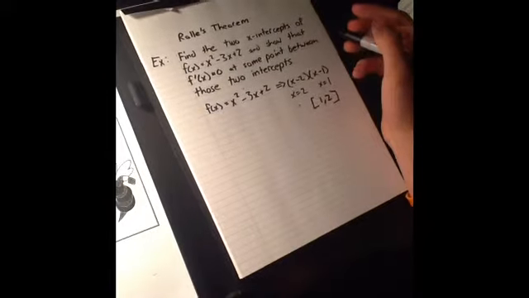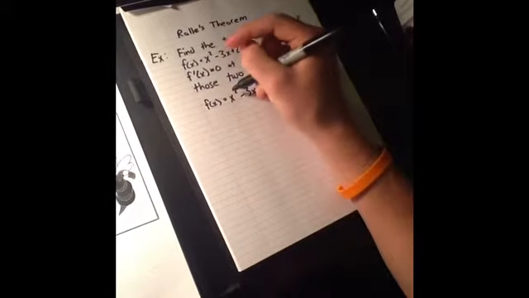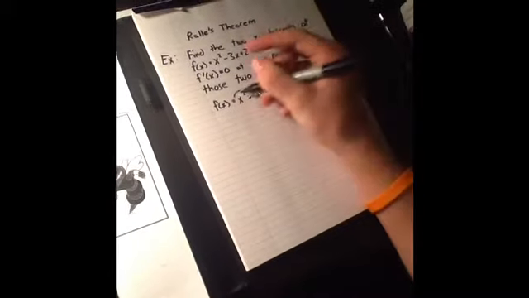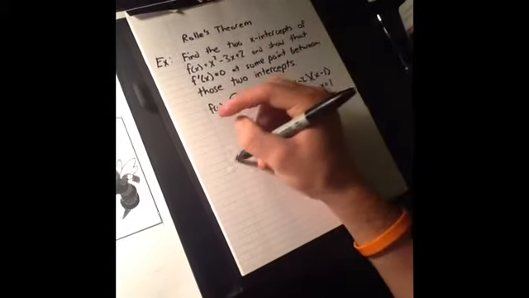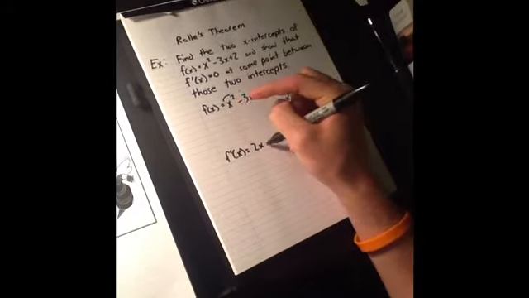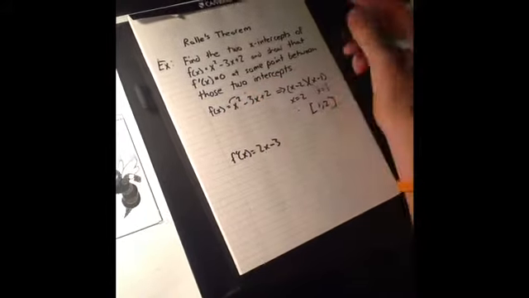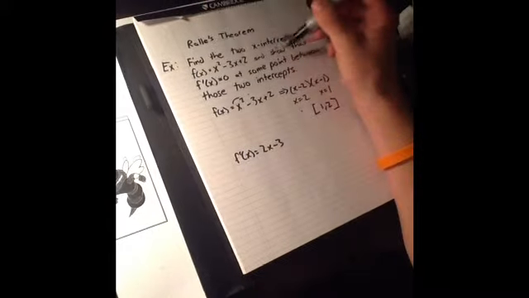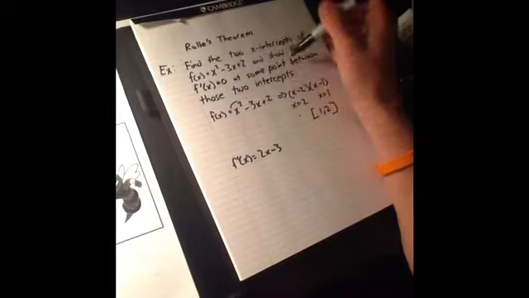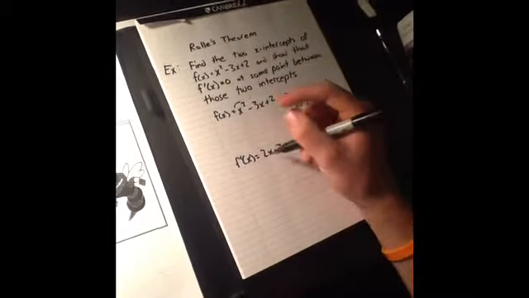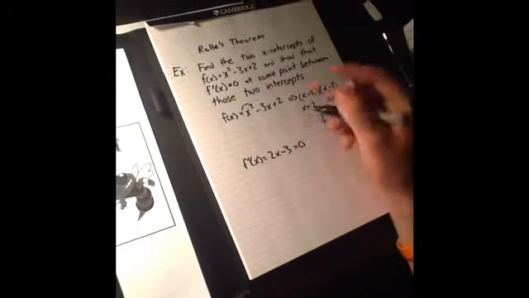Okay, so the second step, you're going to take the derivative of f of x. So you take the exponent to the front. It's going to be f prime of x equals 2x minus 3. And to show that f prime of x equals 0 at some point between these two x-intercepts, you're going to take this derivative and set it equal to 0.